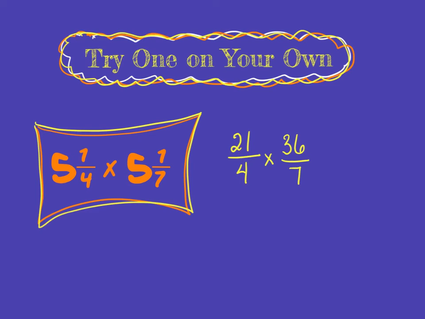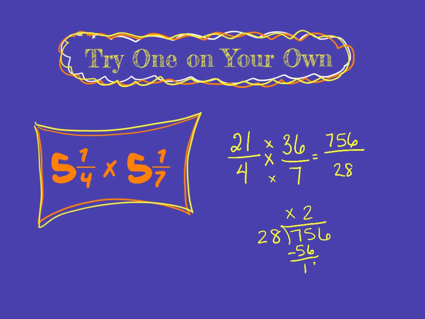When I multiply 21 by 36, I'm going to get a rather large number of 756. And when I multiply 4 times 7, I'm going to get 28, giving me the improper fraction of 756/28. Now, in order to change that into a mixed number and simplify, I would have to divide 756 by 28. As we already know what that answer is going to be, I would have to solve, and I'm going to get the same answer that I had before of 27. It just requires a little bit more work.